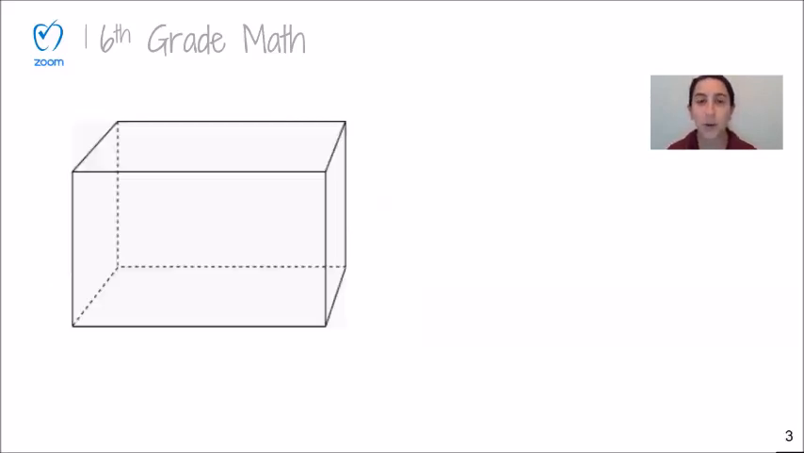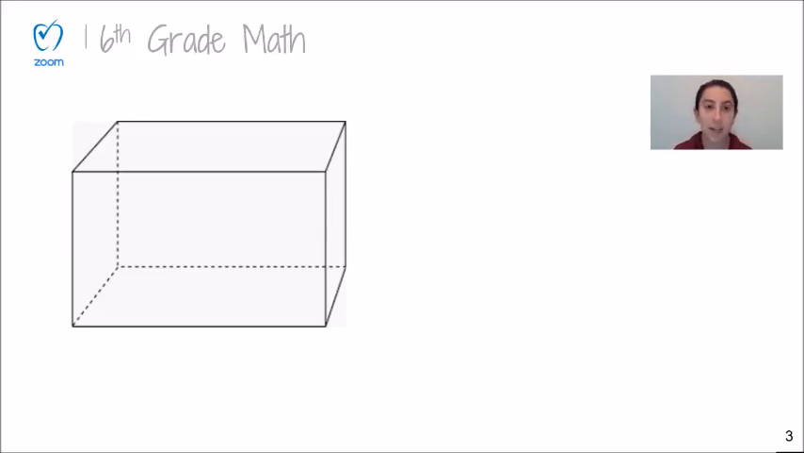The first shape we are going to be looking at together should look familiar from 5th grade. Raise a virtual hand in Zoom if you know what the name of this shape is. Pause the video and your teacher will call on one scholar who has their hand raised to see if they can name this shape. If you said that this is a rectangular prism, you are right.